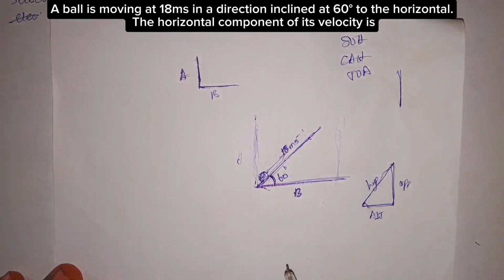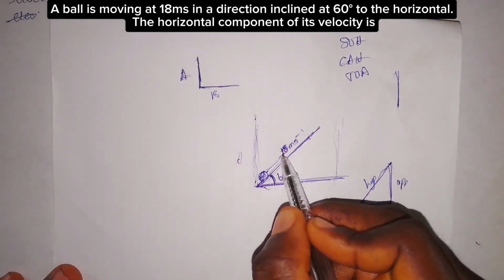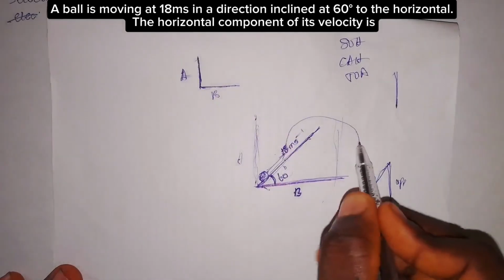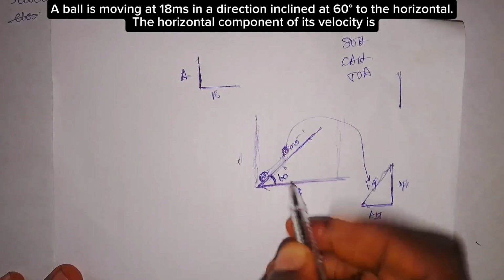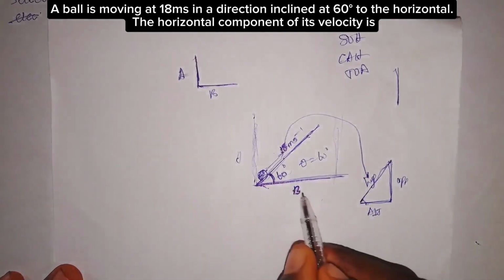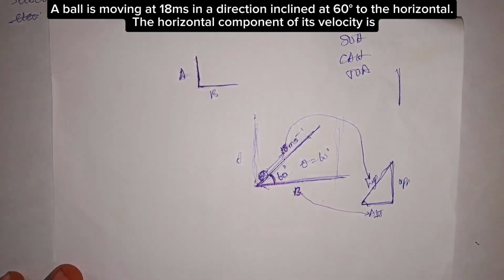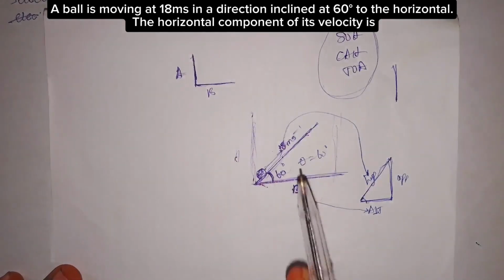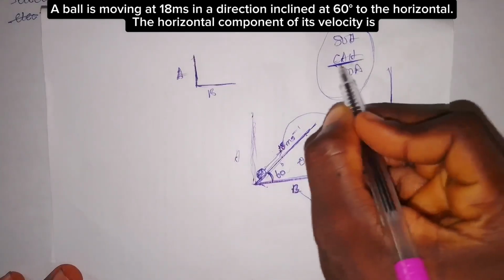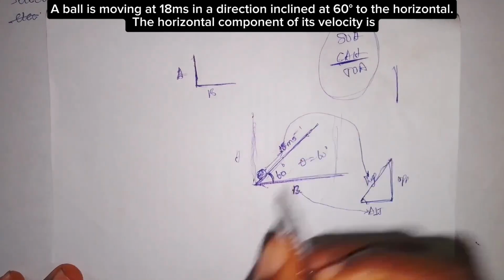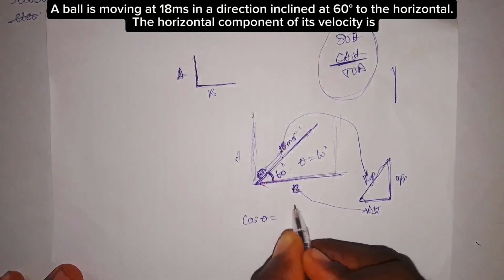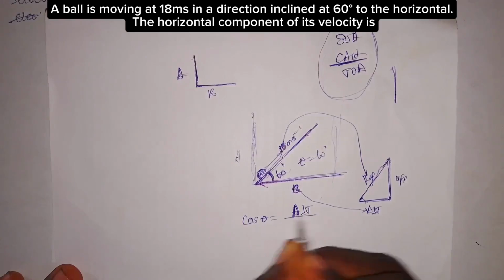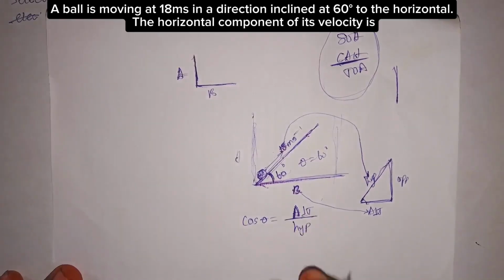Okay, so in this question they gave us the resultant to be 18, or we can say they gave us the hypotenuse to be 18. They gave us theta to be 60 degrees. They said we should look for B, which is the adjacent. Now in these three, which of them have hypotenuse and adjacent? It will be the second one. This one means cos theta equals adjacent over hypotenuse. This is similar to our previous question.